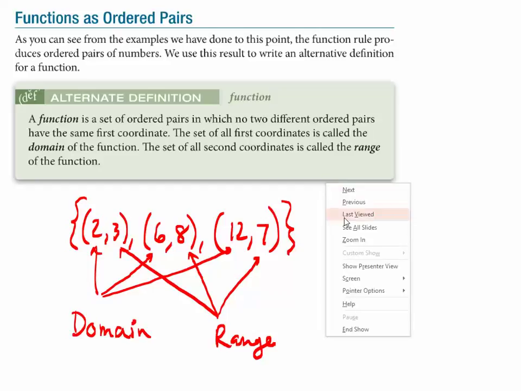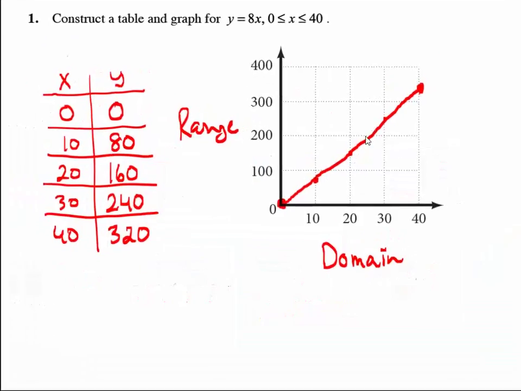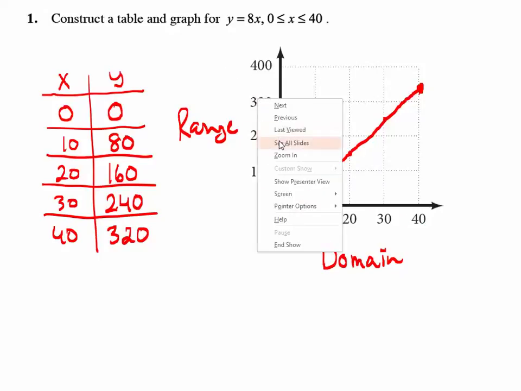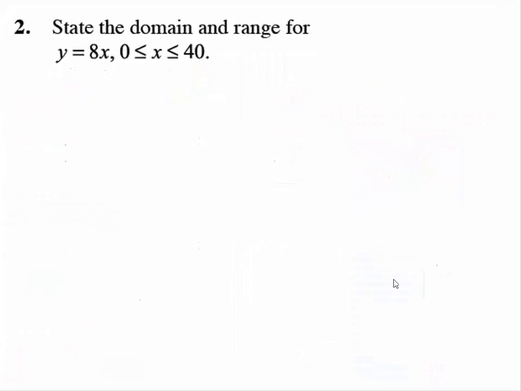So let me go back just real quick to the previous slide. On the bottom here, this is what we plugged in: the 0, the 10, 20, 30, or 40. And then we got an output of whatever the range was. Notice these are the x values, that's the x axis, and this is the y axis. So in terms of that, let's go to question number 2. For this particular problem, can you give me the domain and the range?